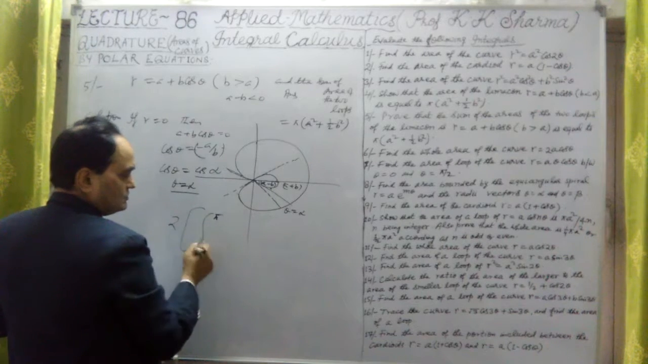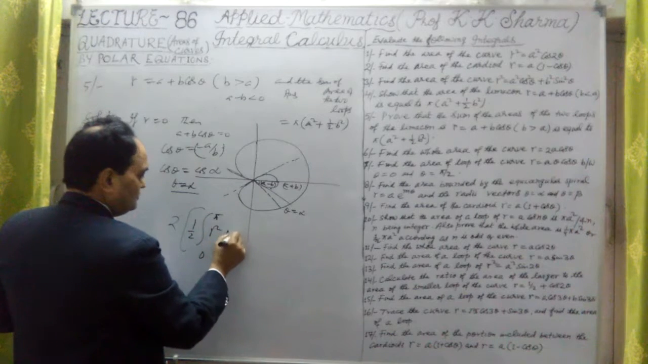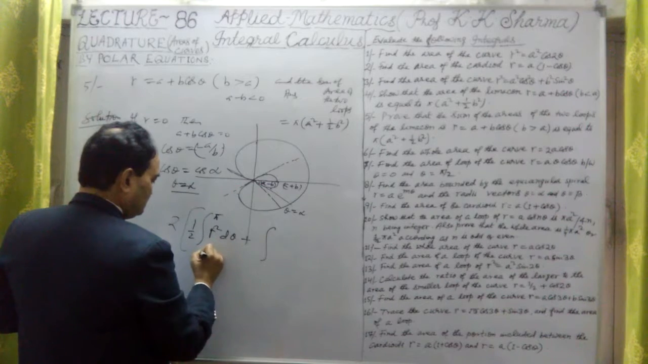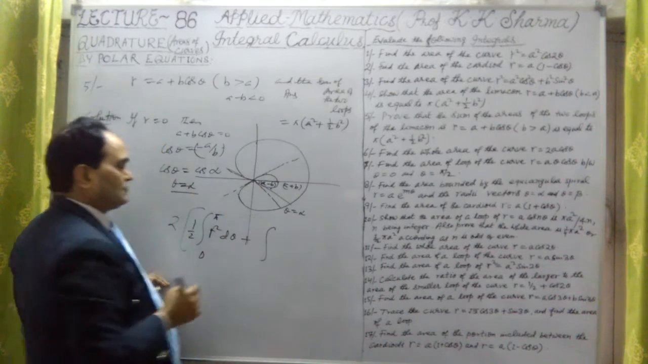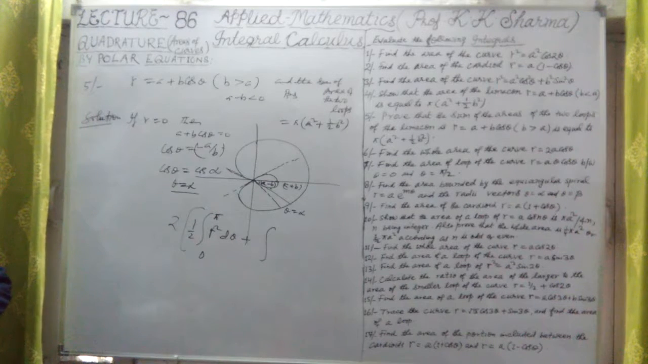Okay, this is the first area, half, and this is half r square into d theta, plus the second limit will be, for this alpha equal to, is it pi by 3 or something? Let me take that question here. That limit will be, let me take 0 to pi here and 0 to alpha.